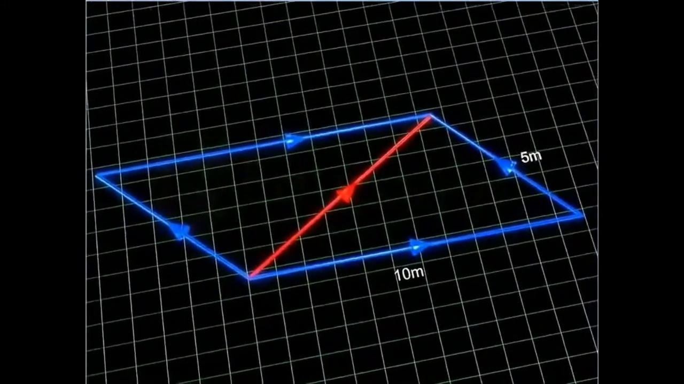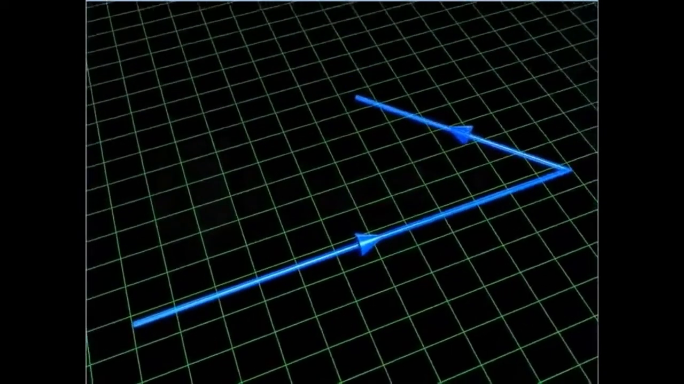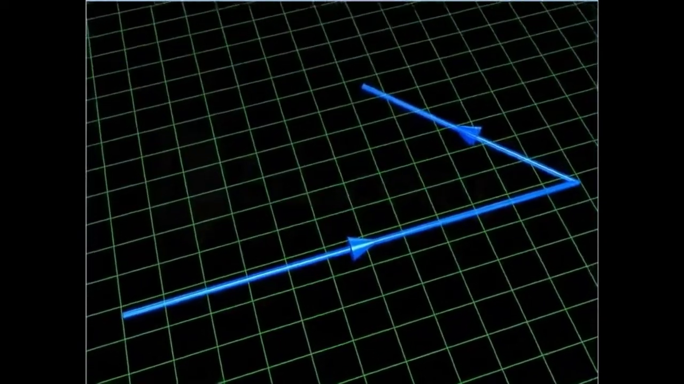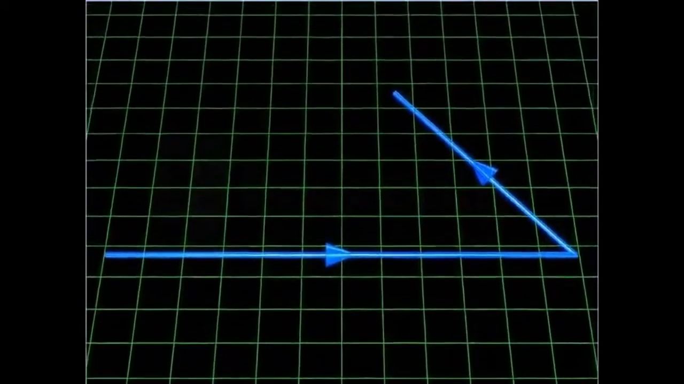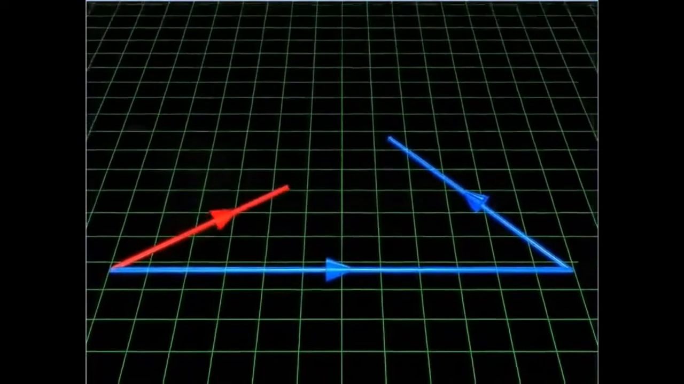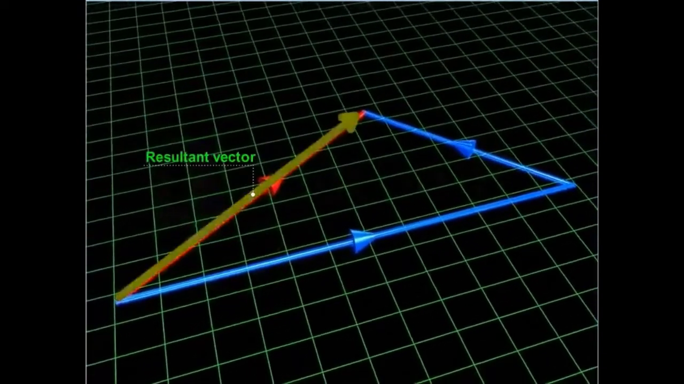The triangle method is applied if two vectors can be represented in magnitude and direction using two sides of a triangle taken in the same order. In this case, their resultant can be represented in magnitude and direction by the third side of the triangle in the opposite direction.